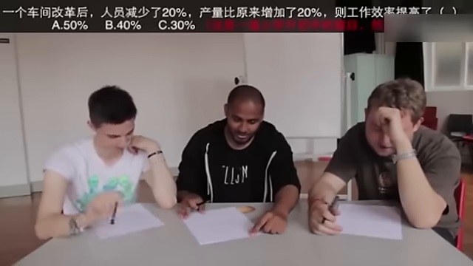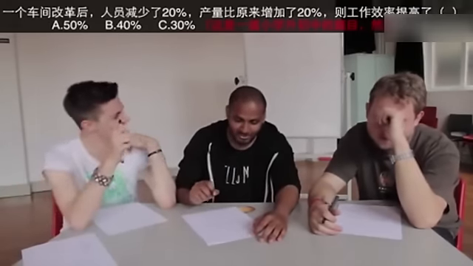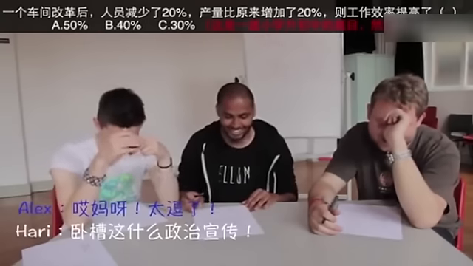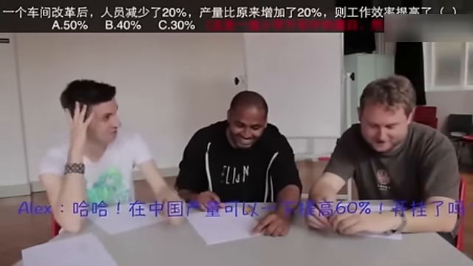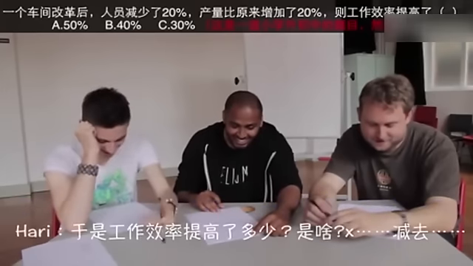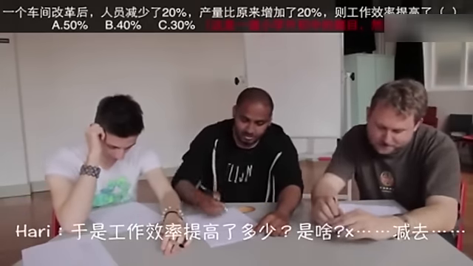A factory got its number of staff decreased by 20%. How topical. And the production increased by 20%. What is this propaganda? Last year in China, production went up 60%. Then the working efficiency got increased by blank.